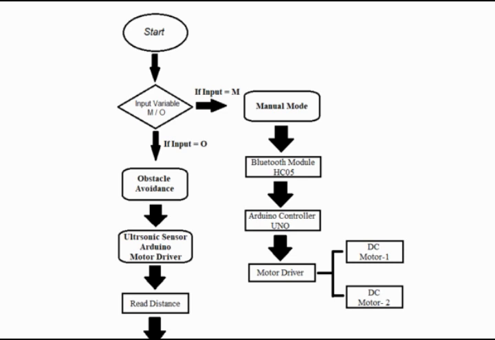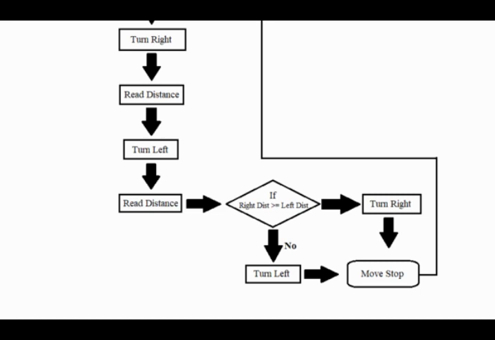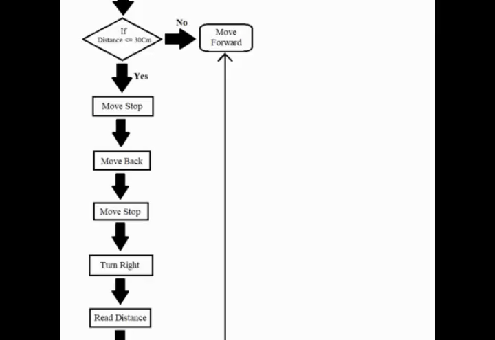So now what's going to happen? Because we have used an ultrasonic sensor, that sensor will measure the distance between the toy and the object. If the distance is less than or equal to 30 centimeter, then it will stop. It will move a little bit back and it will stop again. Then it will turn right and then again read the distance, and turn left and read the distance. Either it will turn left or right depending on the condition satisfaction, and then it will move forward. And this loop will keep on going.